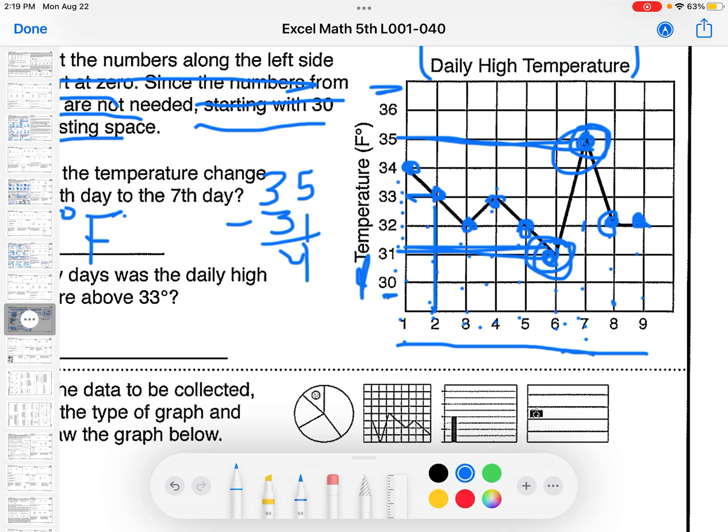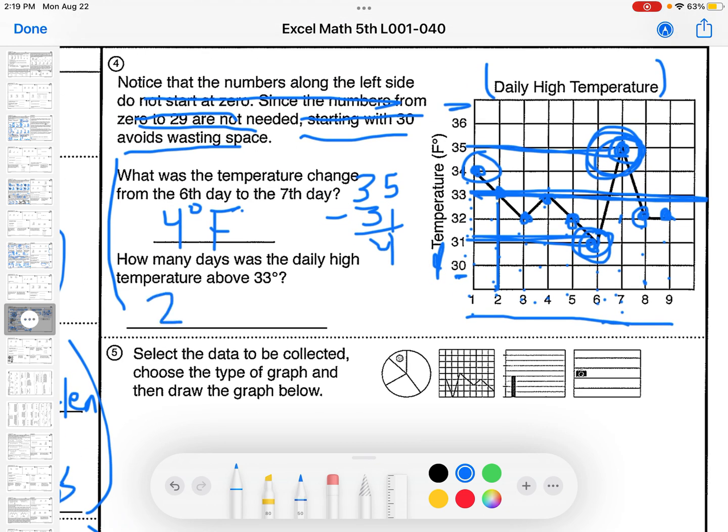So if it is 33, it's not above 33. So if I draw a line along here, this is where your dots come in handy. You can see any temperatures above that. There'd be 1 here and then 1 over here. So it says how many days. So the answer is 2 days that were above 33. Okay, any mistakes that you made, make sure you erase them and fix them.